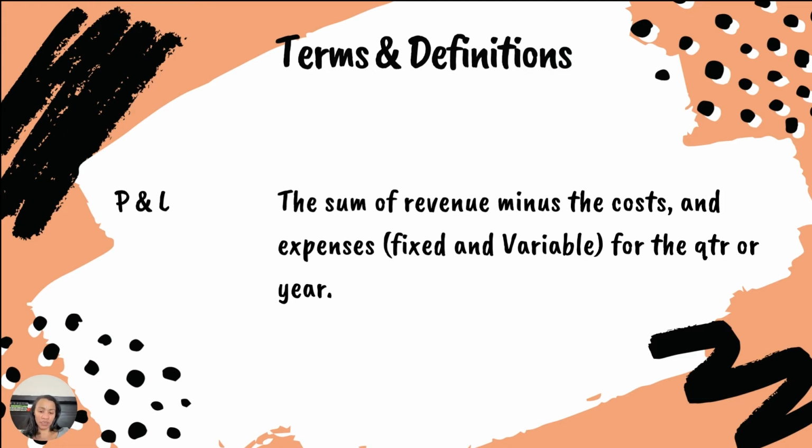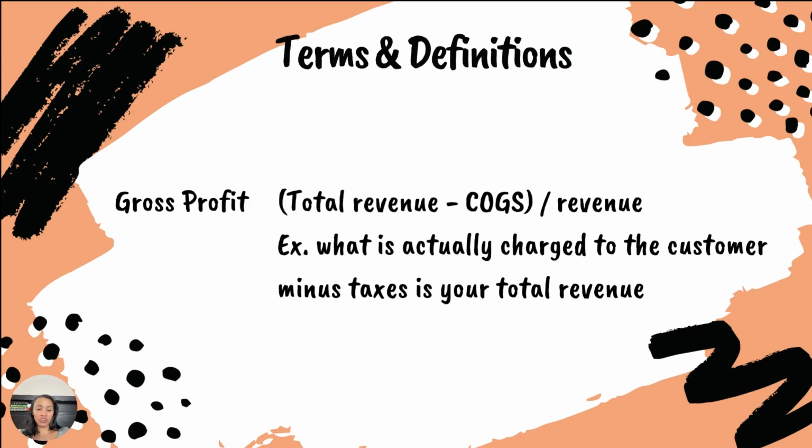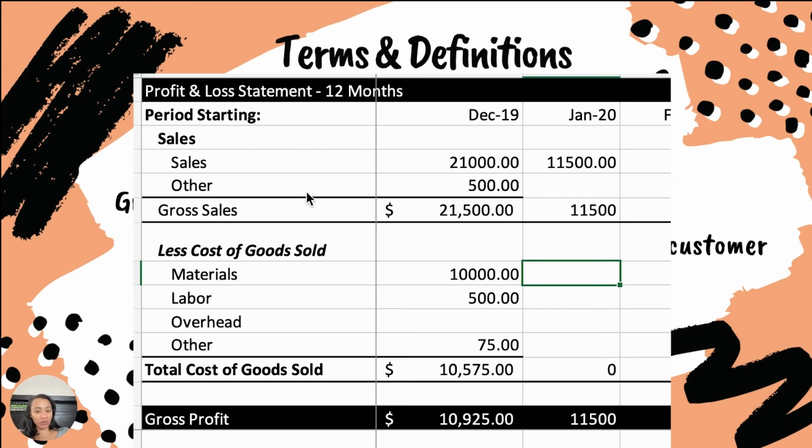for the quarter and the year. Okay, gross profit. Now, this is your total revenue minus your cost of goods sold. This is before our fixed expenses, okay? So your gross revenue is before you get to your fixed expenses.